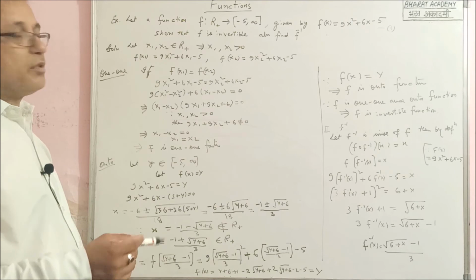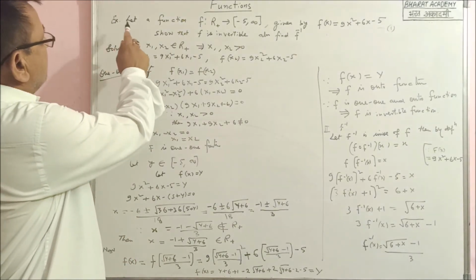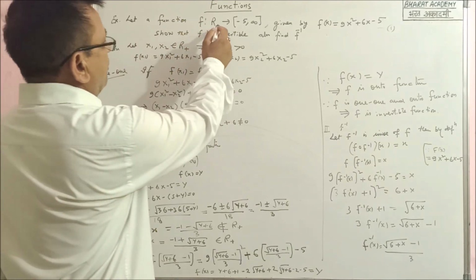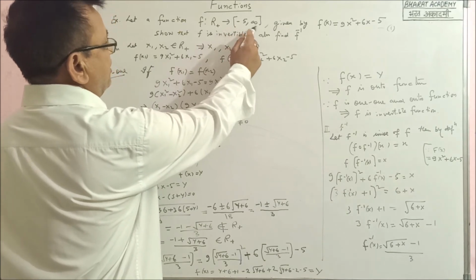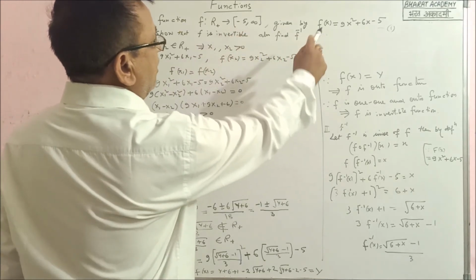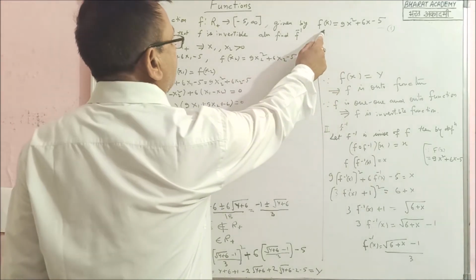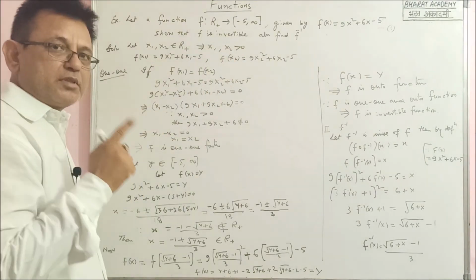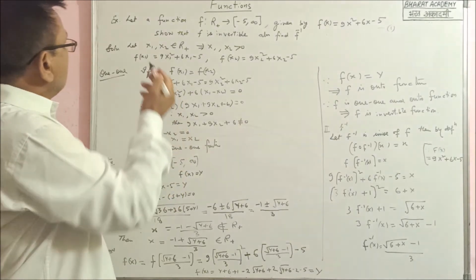Now student, the question based on the inverse of a function is: let a function f from the positive real numbers to the closed interval minus 5 to infinity be given by f(x) equals 9x square plus 6x minus 5. The function is defined like this. Show that f is invertible. You have to prove that this function is invertible and also find its inverse, f inverse.